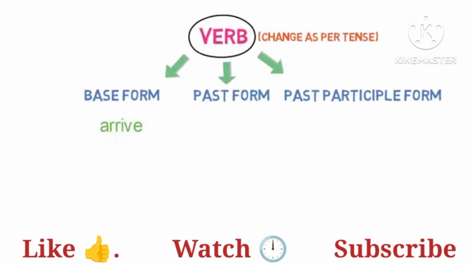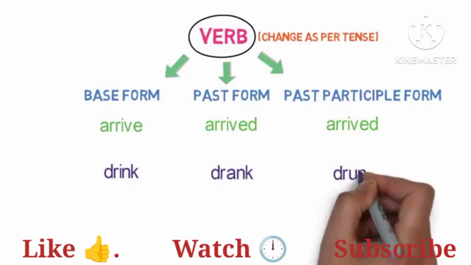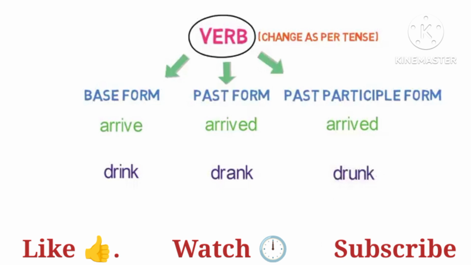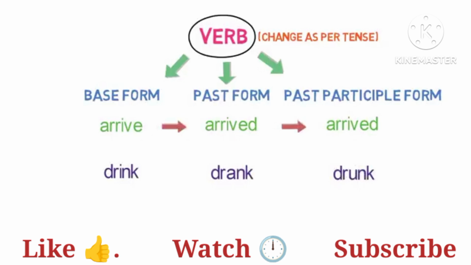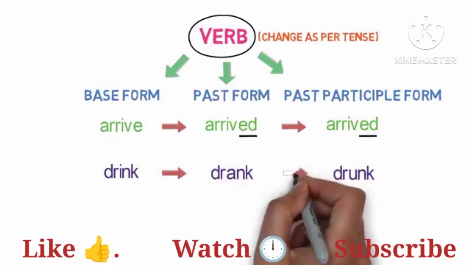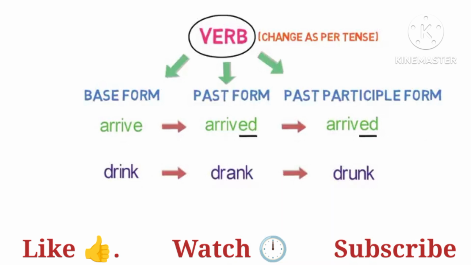Verb arrive in present tense becomes arrived in past and arrived in past participle form. Let's look into one more example. Verb drink in present form becomes drank in past form and drunk in past participle form. Now, as you can see, for converting the word arrive to past and past participle form, we used ed. But for converting the word drink, we didn't use any such pattern.